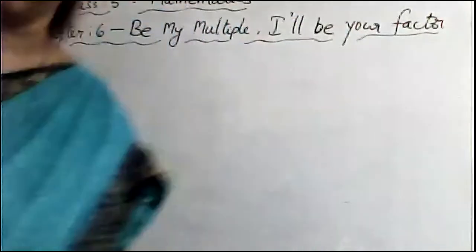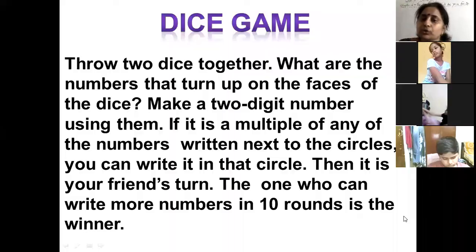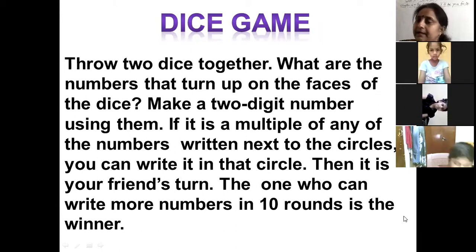Now let us play a game. Dice game. Throw two dice together. What are the numbers that turn up on the faces of the dice? Make a two-digit number using them. If it is a multiple of any number written next to the circles, you can write it in that circle. Then it is your friend's turn. The one who can write more numbers in 10 rounds is the winner.